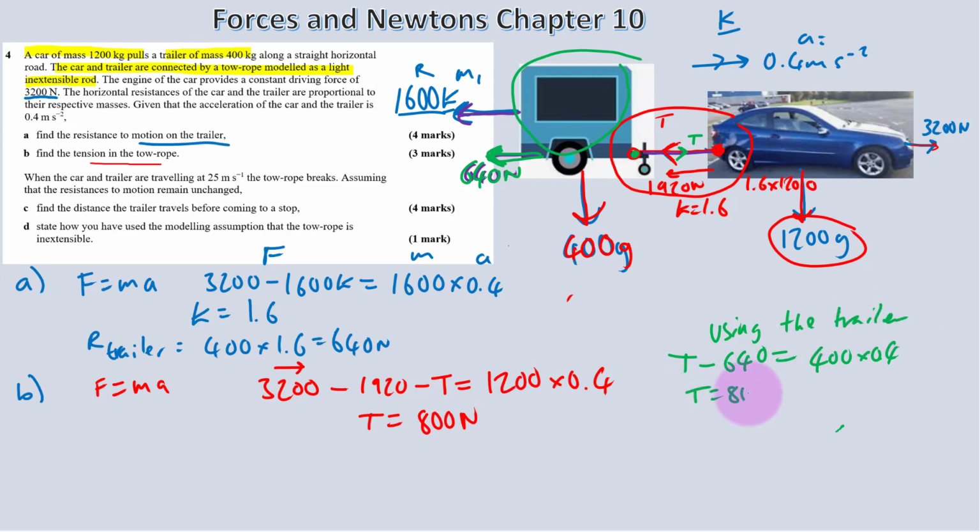T equals 800. Now why do we take T as positive? Because the car is moving this way, so that should be the positive direction. And that can be a little bit challenging to understand, but I hope that gives you some understanding.